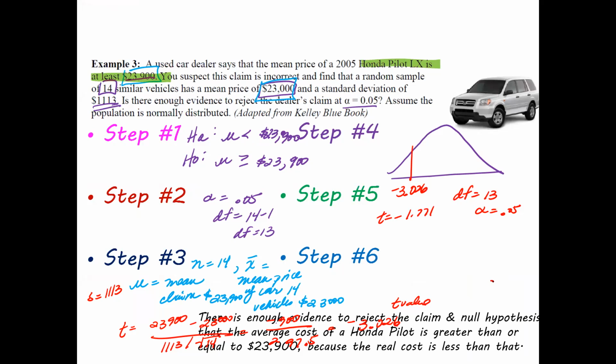So then at this point, you look at this and you ask yourself, do I reject or fail to reject? Looking at this part right here, there is enough evidence to reject the claim and the null hypothesis that the average cost of a Honda Pilot is greater than or equal to 23,900, because the real cost is obviously less than that.